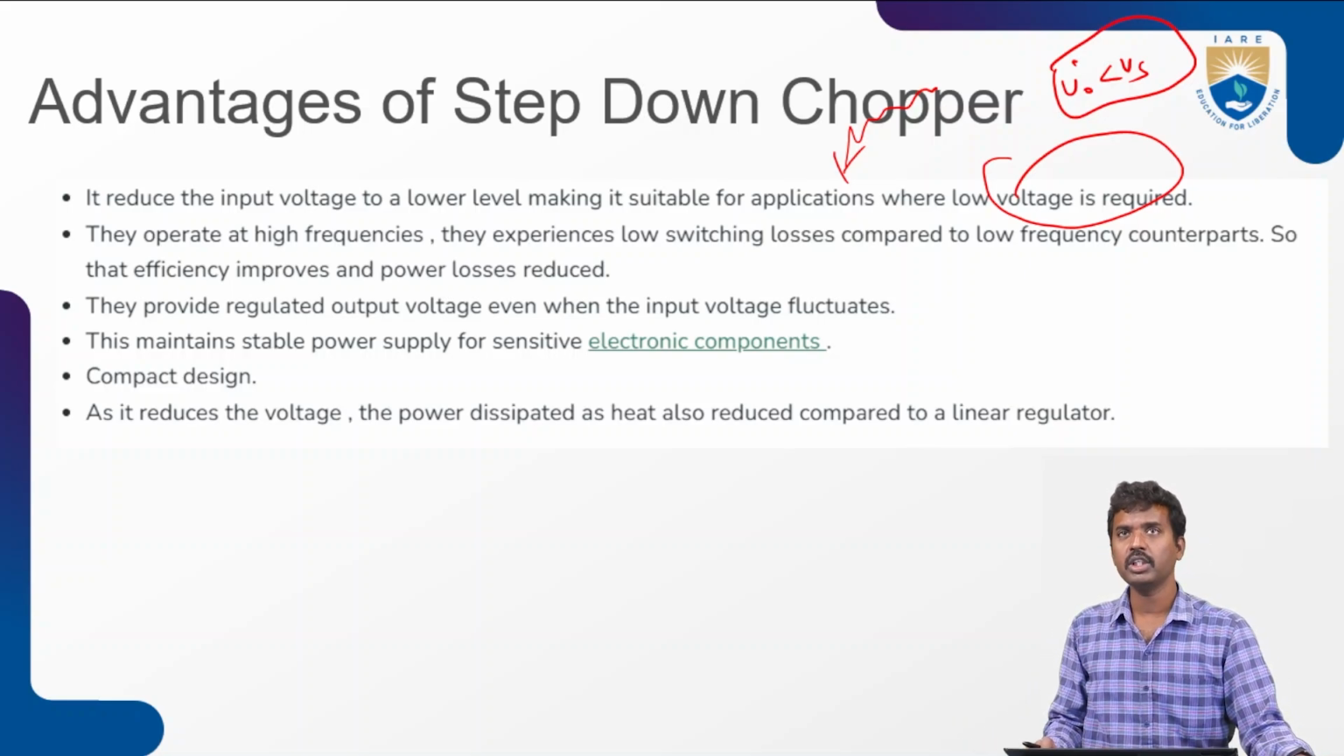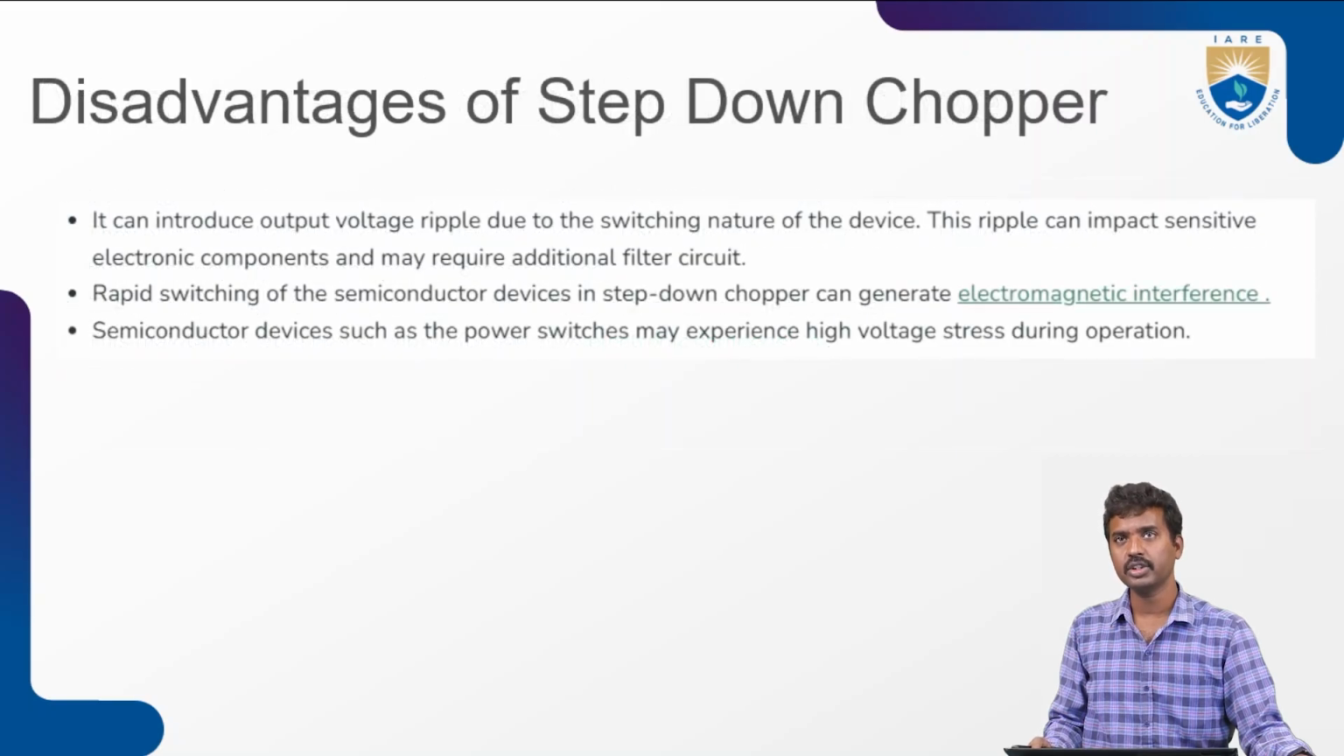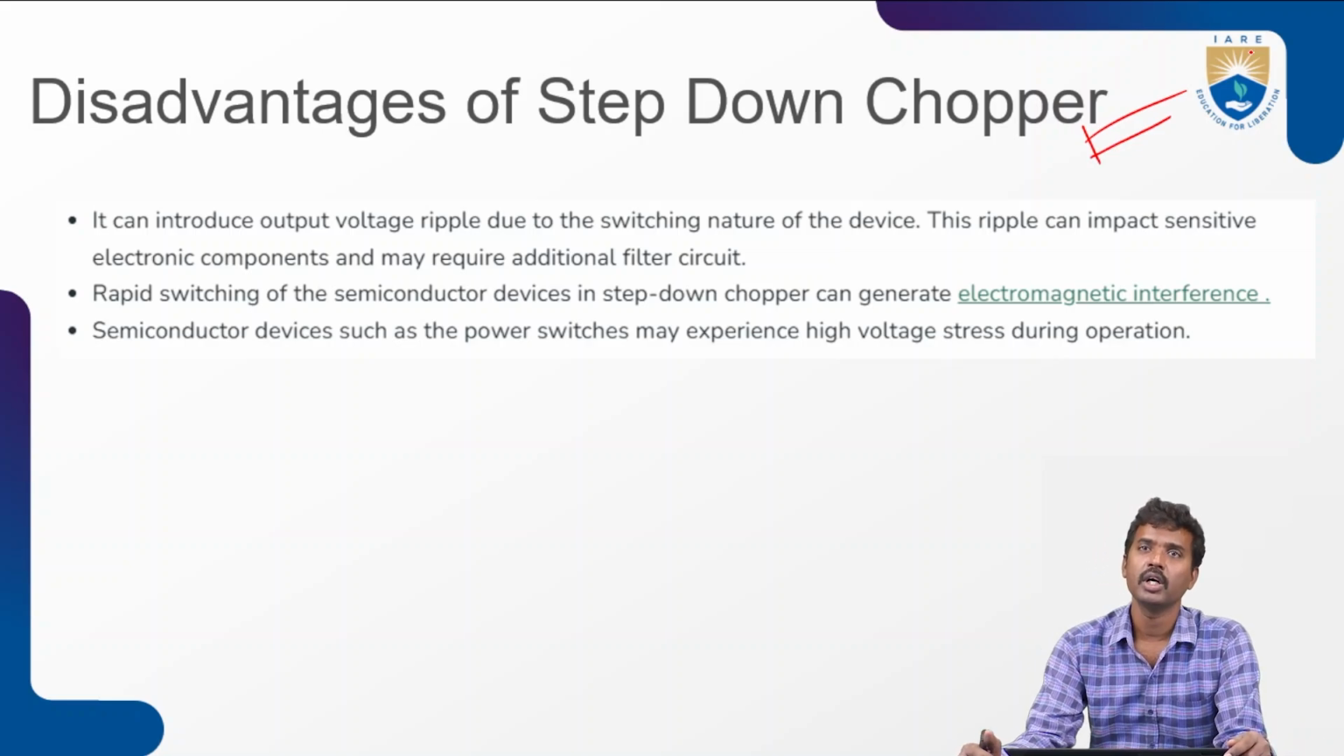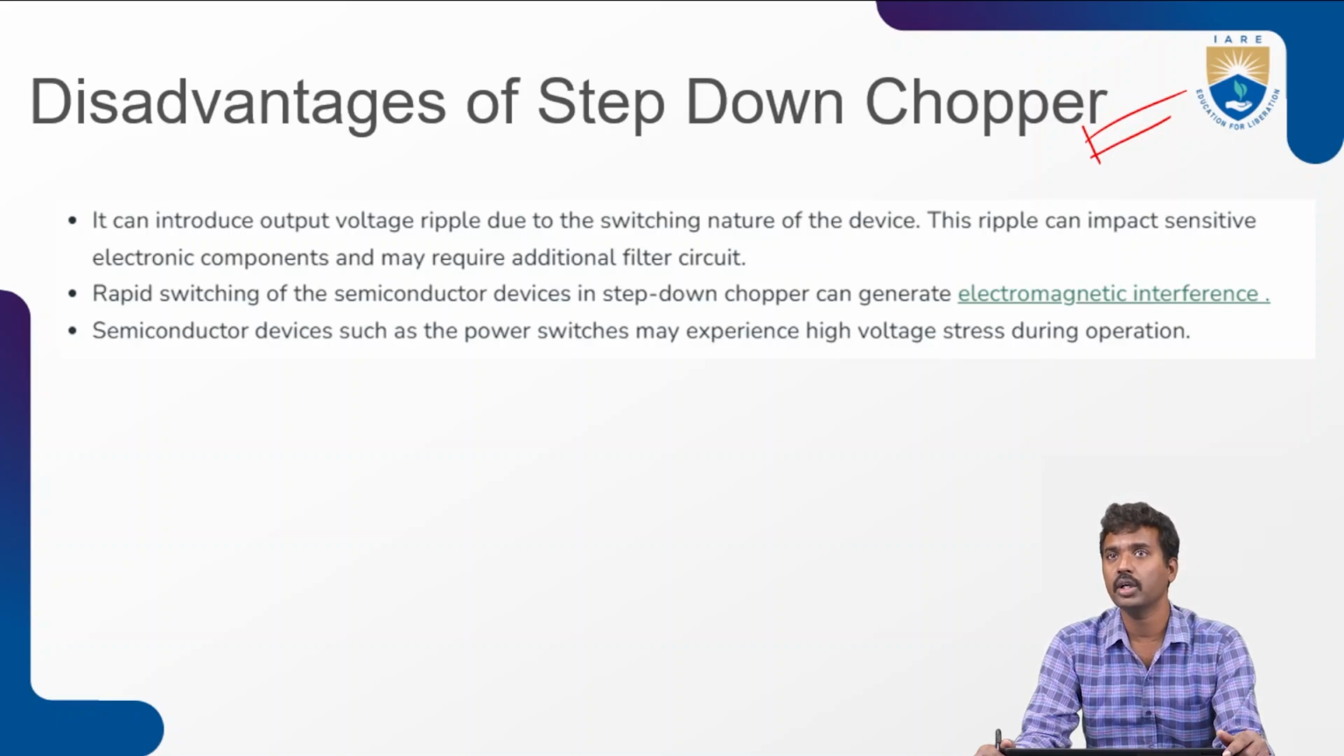So now, what about the disadvantages? The disadvantage of a step down chopper is that it can introduce output voltage ripple. In the output voltage, it reduces, but the output voltage has ripple due to the switching nature of the device. This ripple can impact sensitive electronic components and may require an additional filter circuit. So to remove that output ripple, extra filter circuits are required.